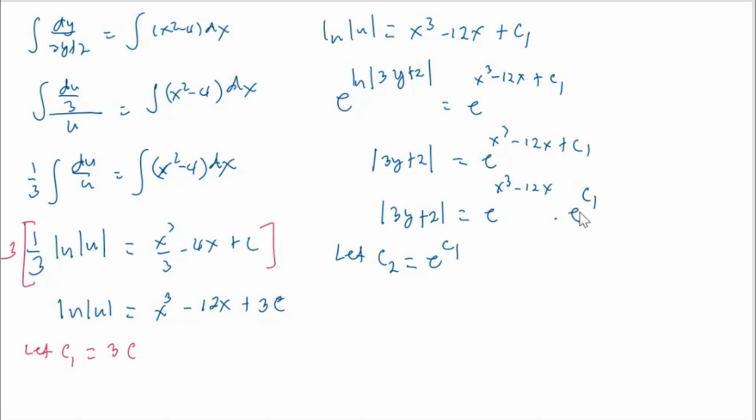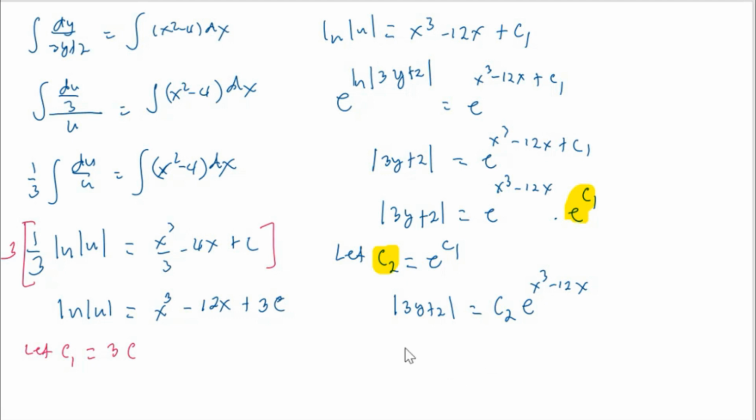Now, if I'm going to replace e c sub 1 by c sub 2, then the new equation will become the absolute value of 3y plus 2 is equal to c sub 2 times e raised to x cubed minus 12x. Since we have an absolute value on the left hand side, we can have two possible equations.